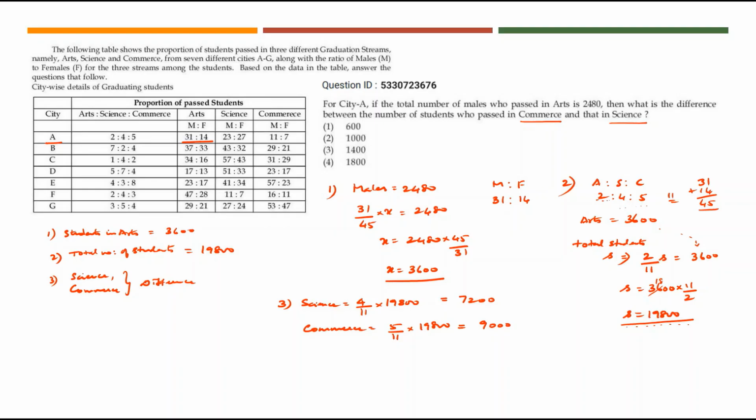What is the question? Difference between the number of students who passed in commerce and that in science. So the difference between commerce and science. Place commerce first: 9,000 minus science, which is 7,200. What will be the value? It is 1,800. This will be the difference. Option number 4, 1,800, will be the right answer.